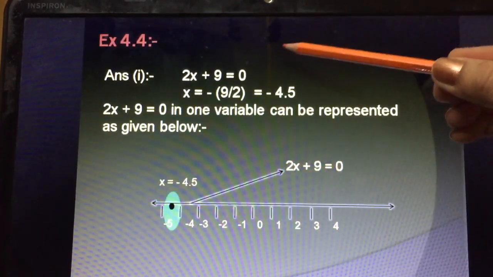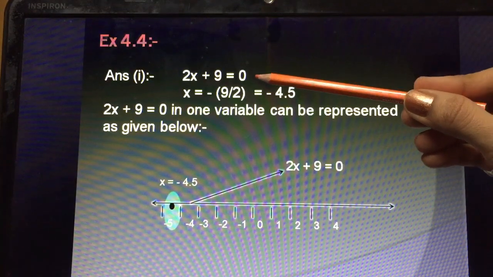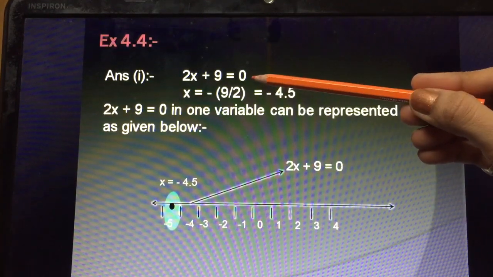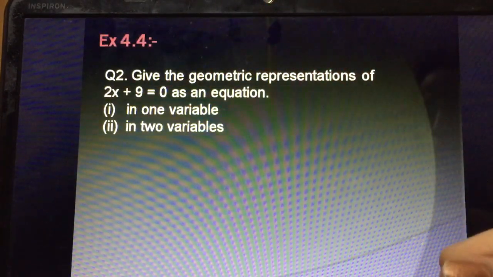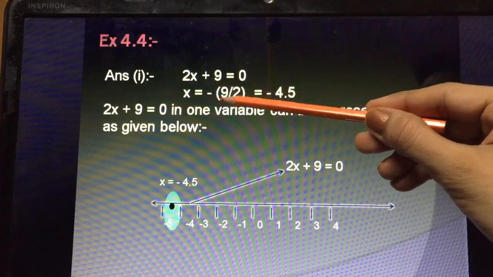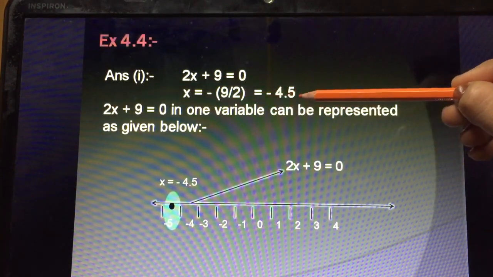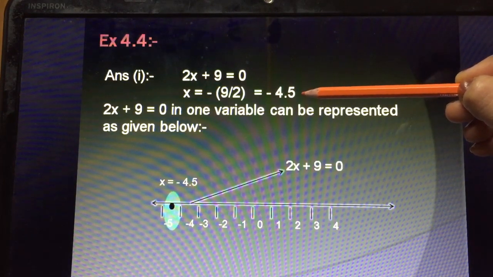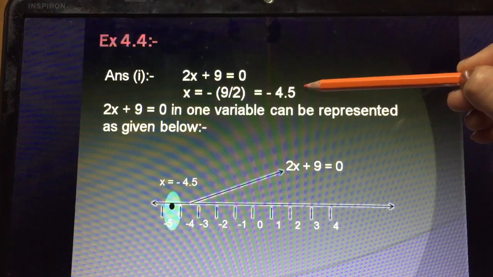So first is one variable. So how can we write 2x plus 9? The equation given to us is 2x plus 9 equal to 0, so we can find the value of x very easily. That would be minus 9 by 2 from this equation, minus 9 by 2 or minus 4.5. Now on a number line we can plot this point minus 4.5 very easily.